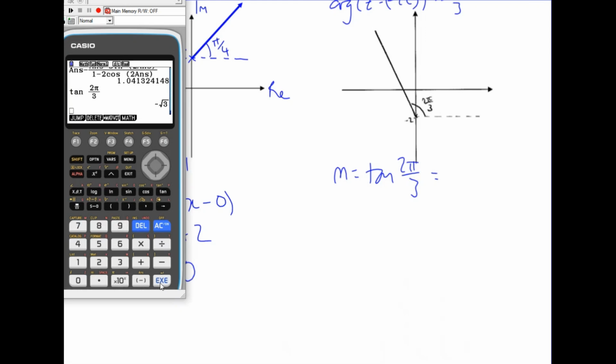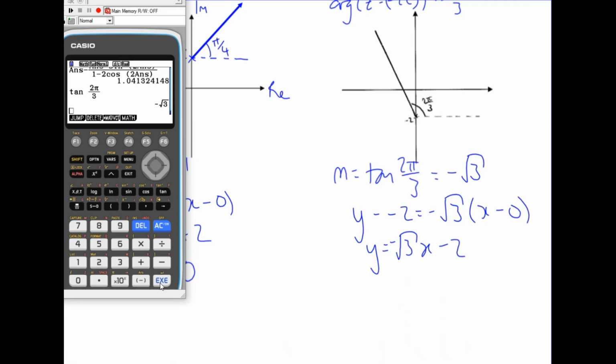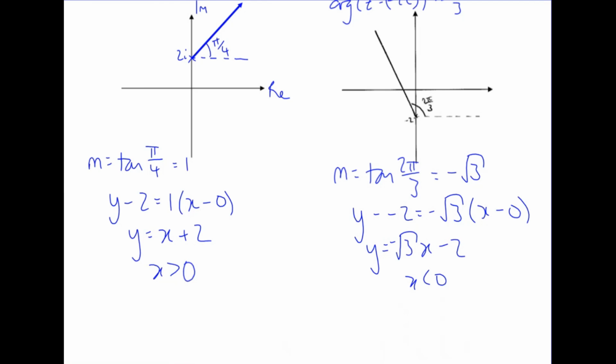That gives us minus root 3 for the gradient. The point it goes through is 0, minus 2. So y minus y1 equals m(x minus x1) gives us the Cartesian equation of y equals minus root 3 x minus 2. This time it's only valid for x less than 0, to the left of this point here.